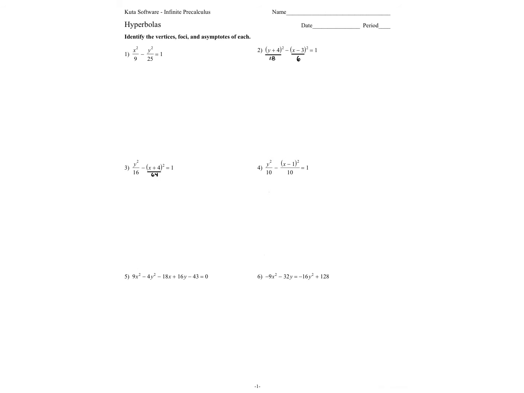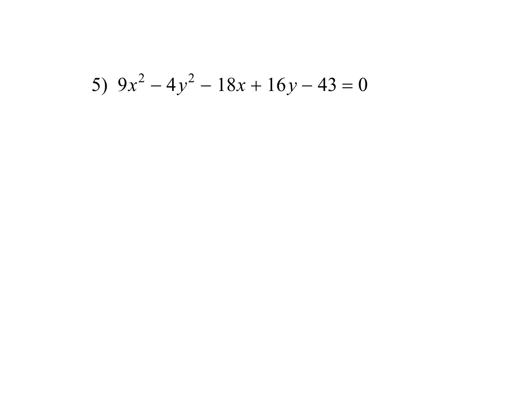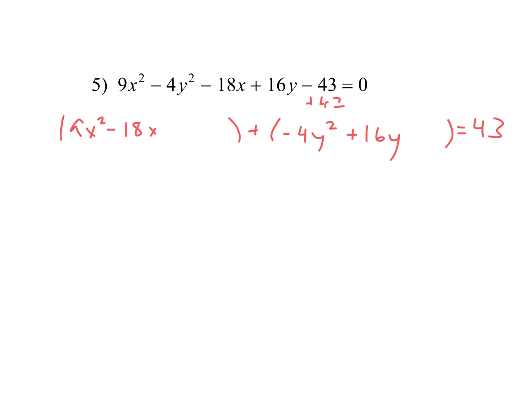So we have to identify the vertices, foci, and asymptotes of each. So number 5, first thing we need to do is complete the square so we can identify everything we need to. So let's put all of our x's together. We have 9x squared minus 18x. I'm going to leave a space to complete the square. And then negative 4y squared plus 16y. Then I'm going to move the 43 to the other side by adding 43. So it's equal to positive 43.